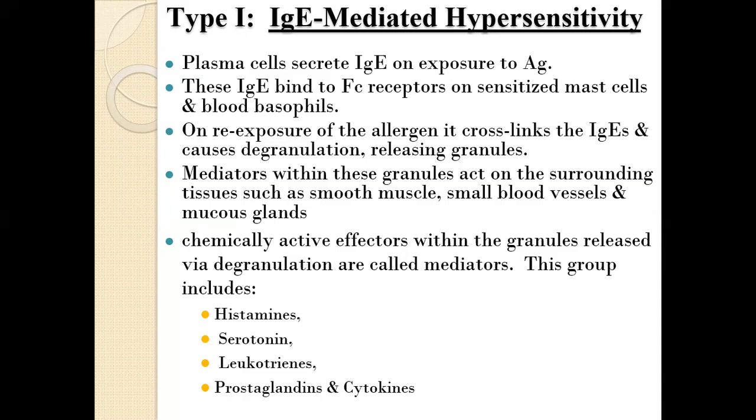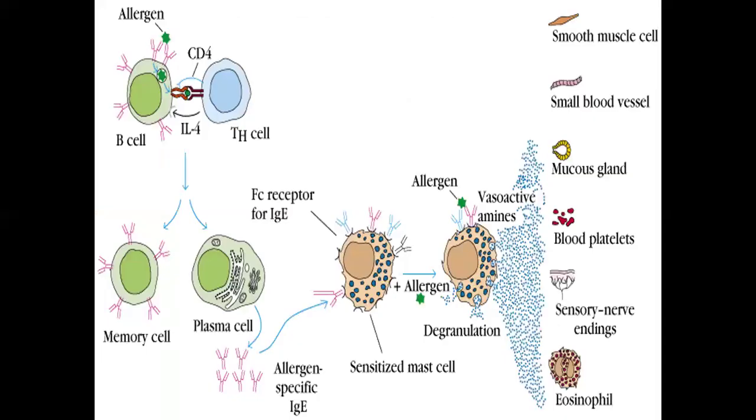Mediators within these granules act on the surrounding tissues such as smooth muscle, small blood vessels, and mucus glands. Chemically active effectors within these granules released via degranulation are called mediators. Examples of such mediators are histamine, serotonin, leukotrienes, prostaglandins, and cytokines. So this is the mechanism.